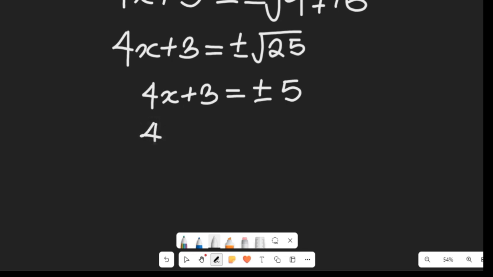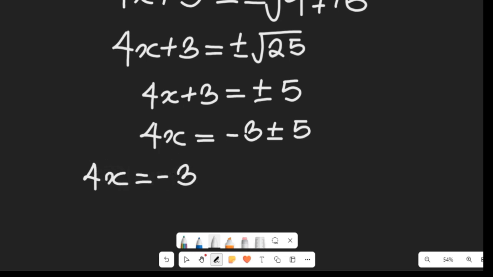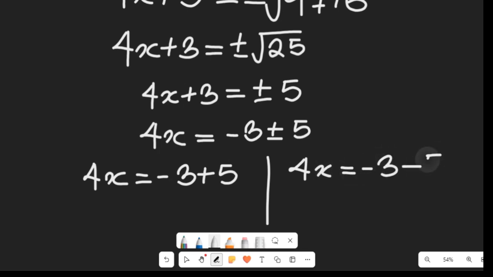If we subtract 3 from both sides, this now becomes negative 3 plus or minus 5. Because we have plus or minus, that is going to give us two expressions: 4x equal to negative 3 plus 5, and also 4x equal to negative 3 minus 5.